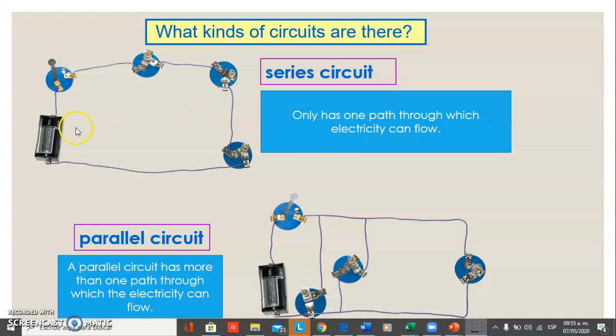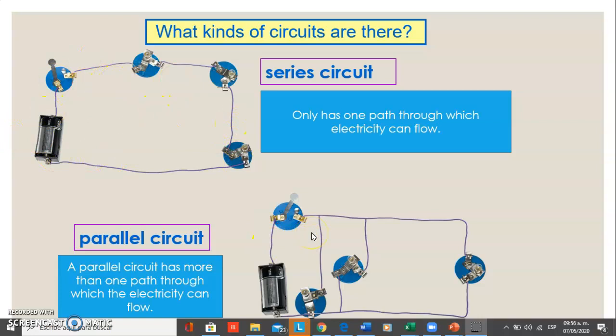In this case, you have the batteries here, the wire with the resistance. You can see some bulbs here, and it only has one path through which the electricity can flow. Solo hay una manera en la que la electricidad pueda fluir.